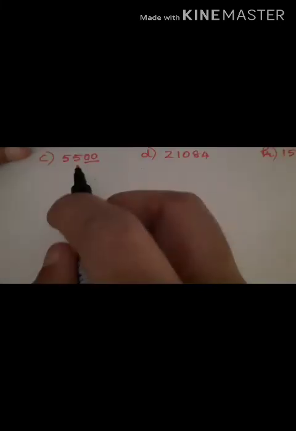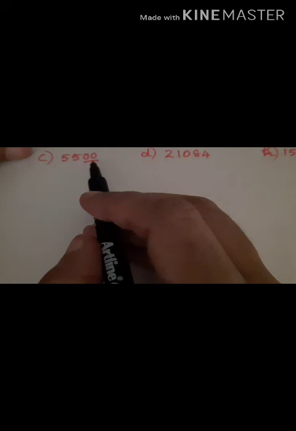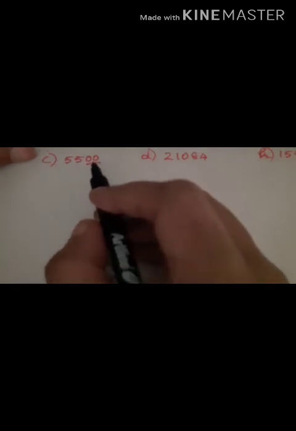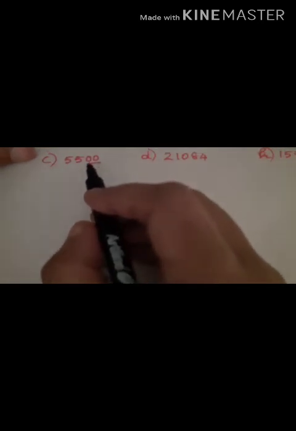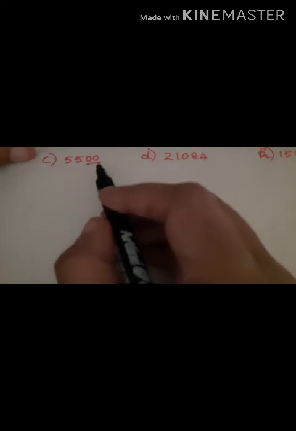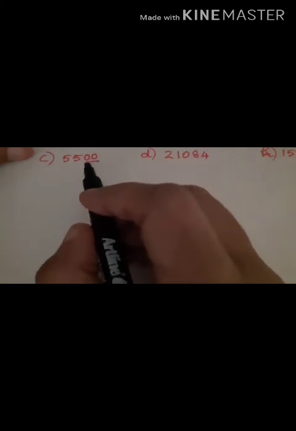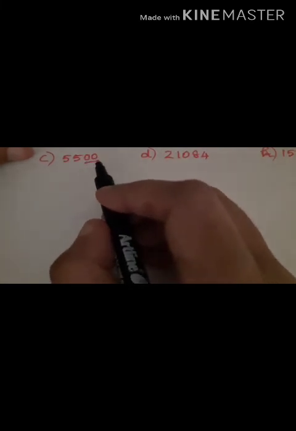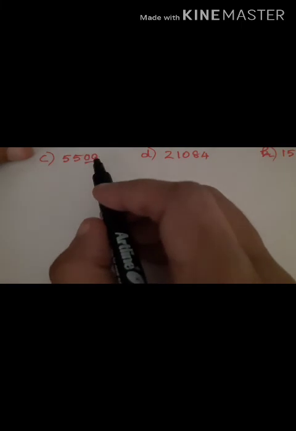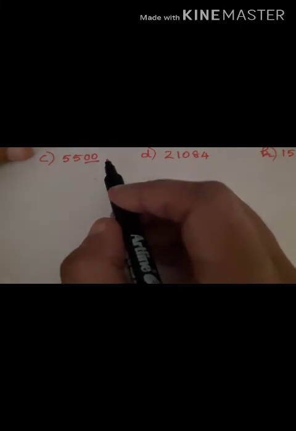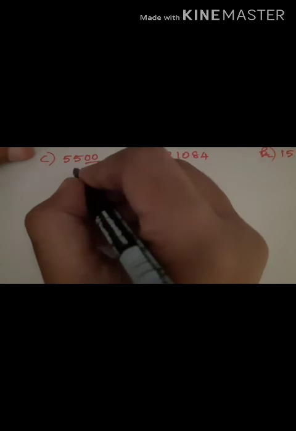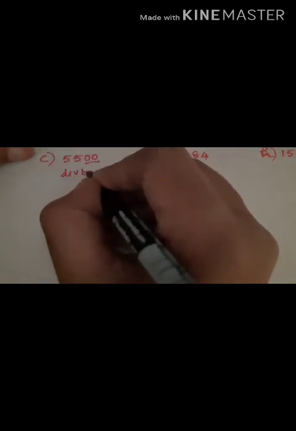So this is divisible by 8 also. Okay. Now see this one, 5500. Here, to check the divisibility of 4, you have to take the last 2 digits. Now see here, the last 2 digits are 0. You should know that when the last 2 digits are 0, it will be divisible by 4. And when the last 3 digits are 0, it will be divisible by 8. So here you can directly write that it is divisible by 4.